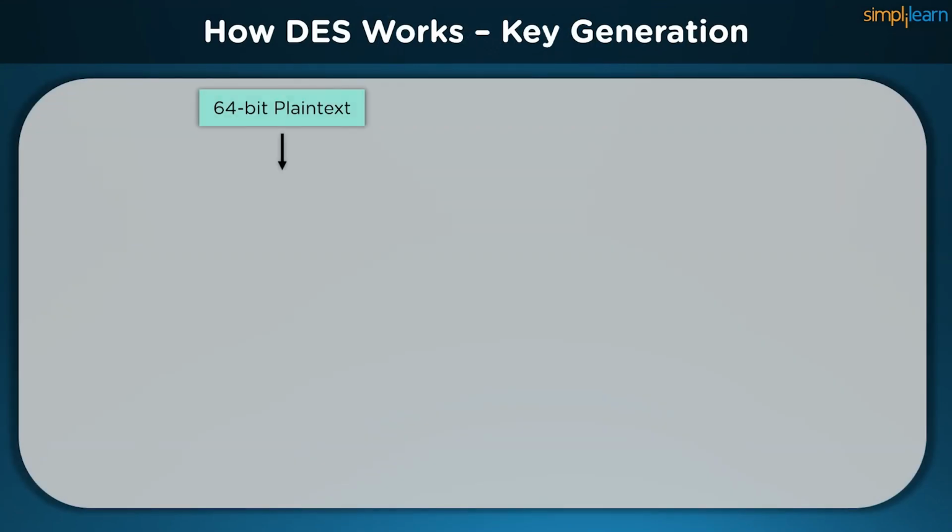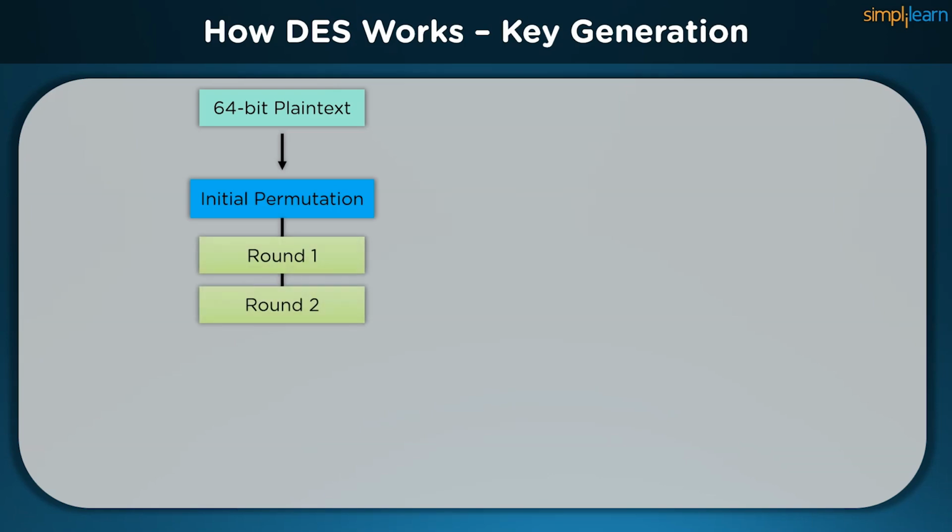We first take a 64-bit plaintext and we pass it through an initial permutation function. The initial permutation function has the job of dividing the block into two different parts so that we can perform Feistel cipher structures on it. There are multiple rounds in the DES algorithm, namely 16 rounds of the Feistel cipher structure. Each of these rounds will need keys.